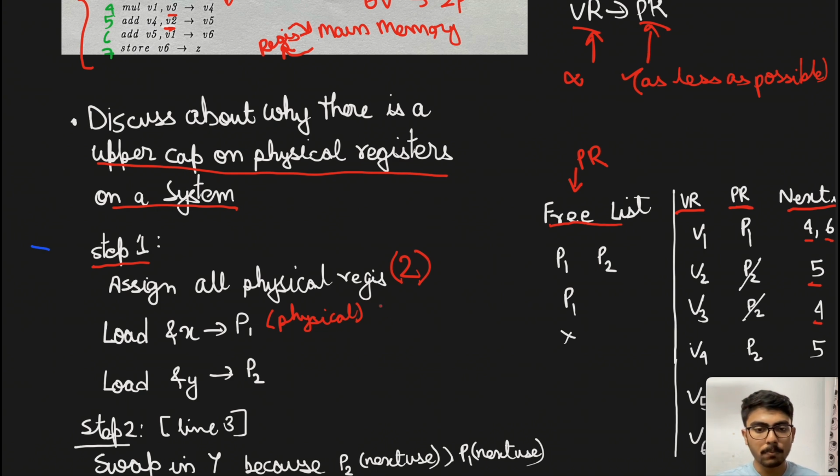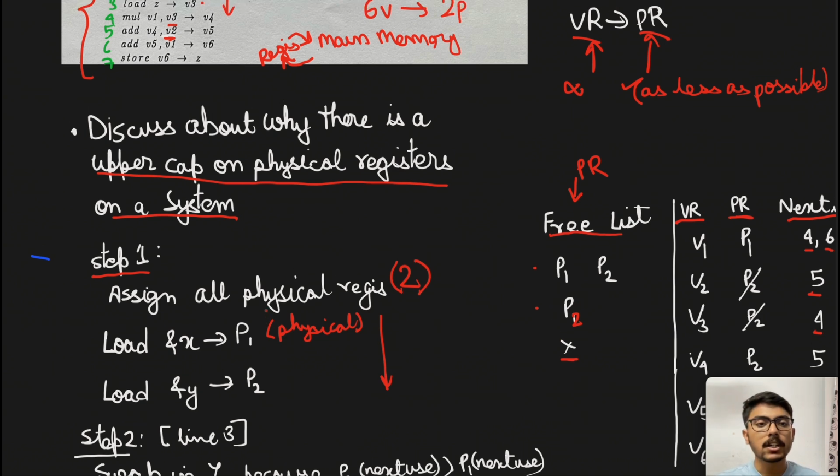Similarly, as we proceed in this part, we need to update the free list. Once we are at the beginning of our program, we have two physical registers free. Once we do that, we will have only P2 left. And one step on, after loading y into P2, we have no physical register left with us.